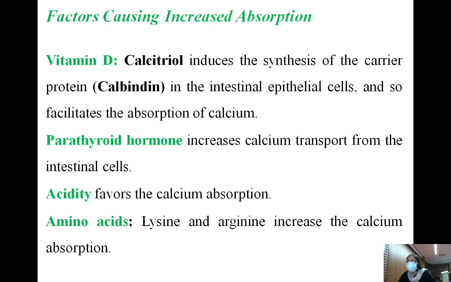Parathyroid hormone increases the calcium transport from the intestinal cell. Acidity favors the calcium absorption. Remember, we need the medium acidic for calcium absorption. Amino acids like lysine and arginine increase the calcium absorption.